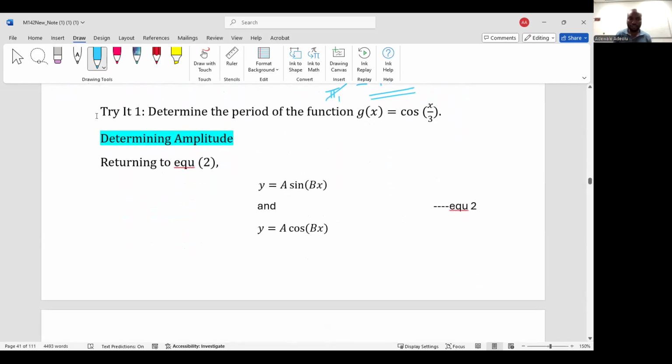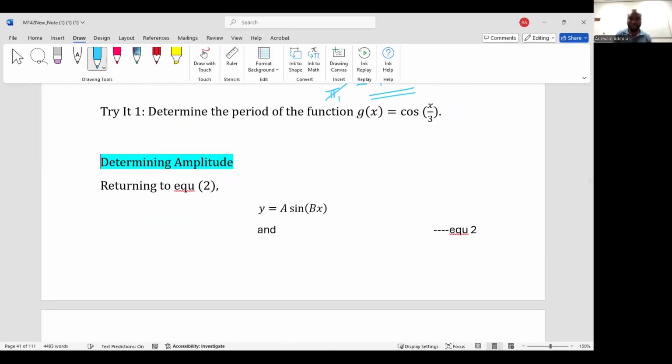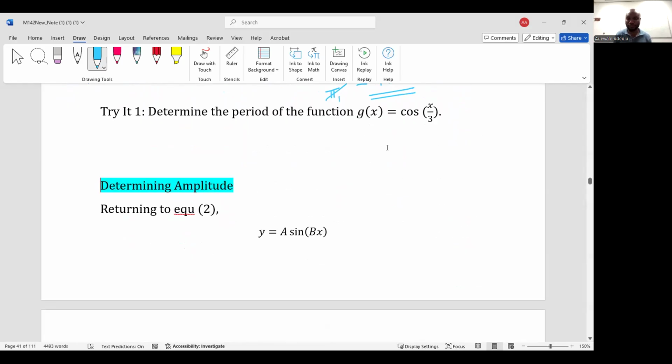I will just leave you with this. This is simple. I will leave you with this to figure out the period. The question is saying find the period for this function. So just pause this video and find the period of that function.